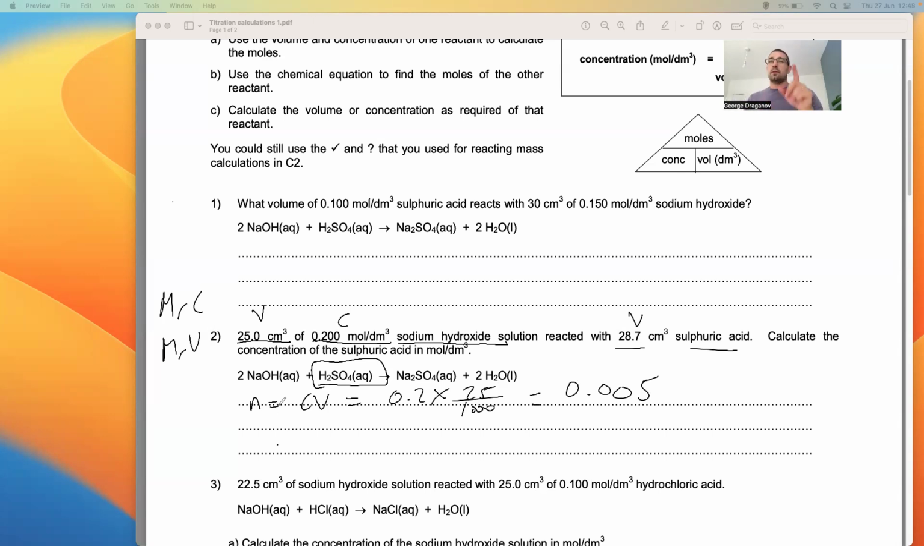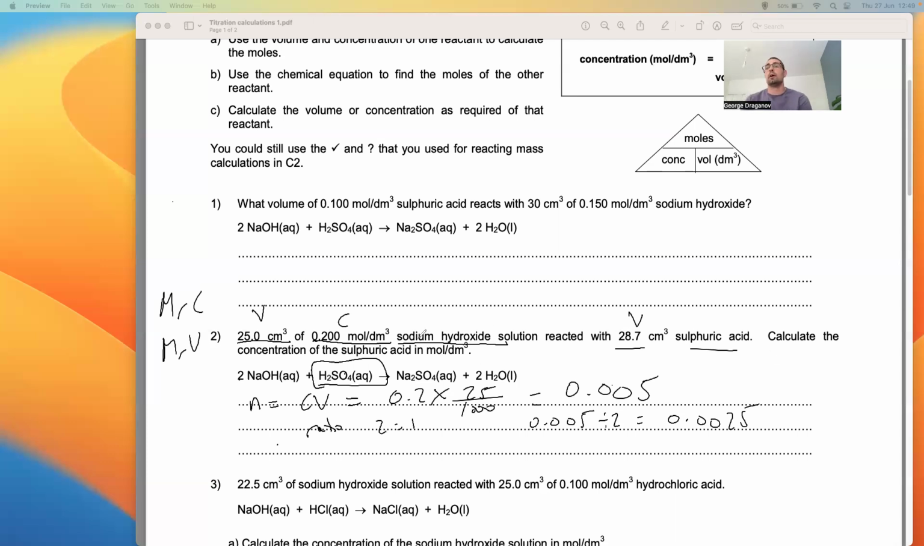The second step, like it's been in the previous examples, is ratio. The ratio is 2 to 1. Can you see there's 2 of this and 1 of this? Therefore, because we just found out this one, we need to halve it. So we divide that by 2, and we get 0.0025.